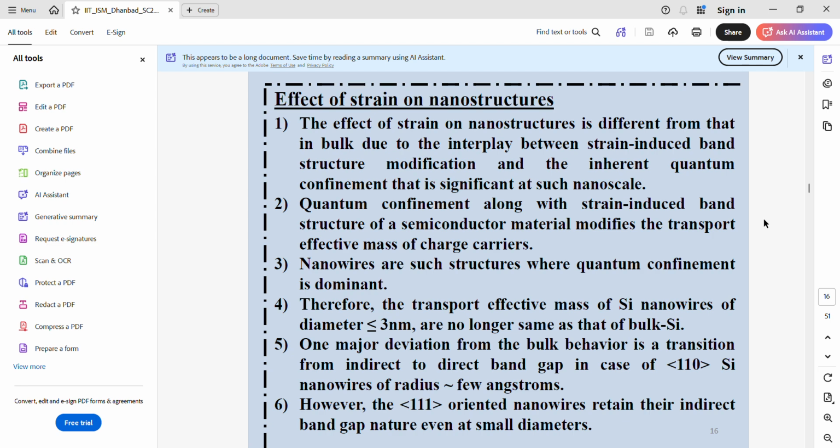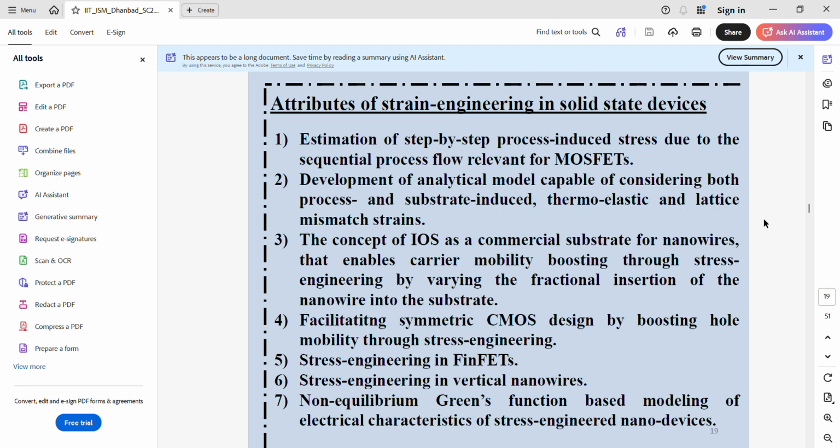Nanostructures are very small, superfine structures, as is expected from the name, and the impact of strain on such nanostructures is very much evident, far more than on other ordinary structures. So, attributes of strain engineering in solid state devices.